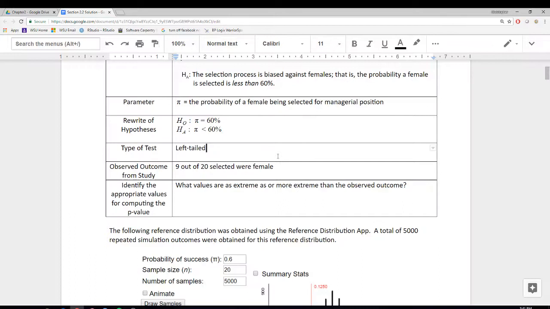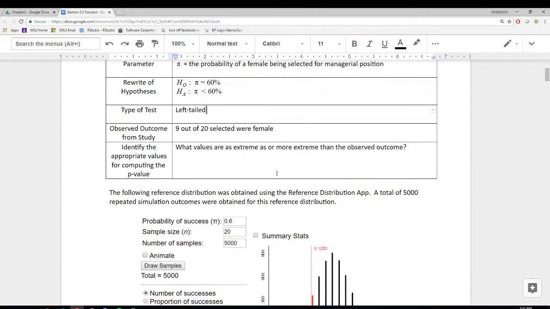This is indeed a left-tailed analysis, because if there were too few females selected for a managerial position, then that would be discrimination against females. We care about the left edge of this distribution. The observed outcome from the study is 9. There were 9 women selected out of the 20 that were being investigated here.